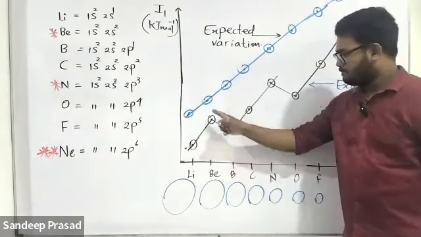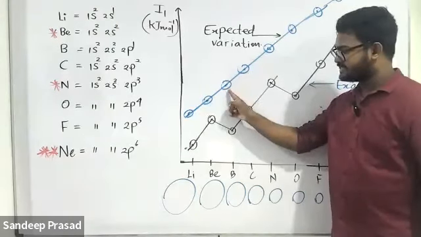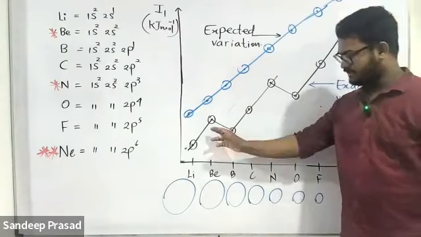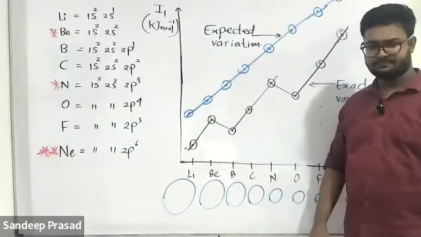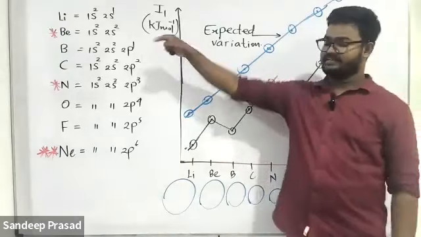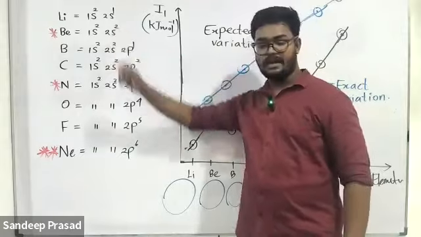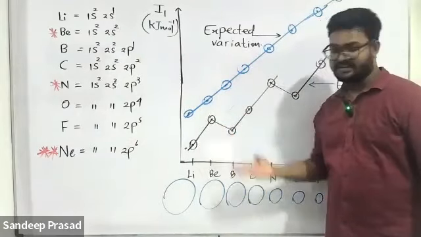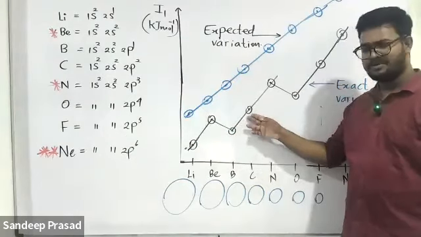Beryllium and boron, we expected that boron has the higher first ionization energy than the beryllium. But here we can see that beryllium's first ionization energy suddenly increased. What is the reason? Electron configuration. When you compare beryllium and boron, beryllium has a more stable configuration than boron. So that's why beryllium has suddenly increased. Boron, carbon, okay, fine.